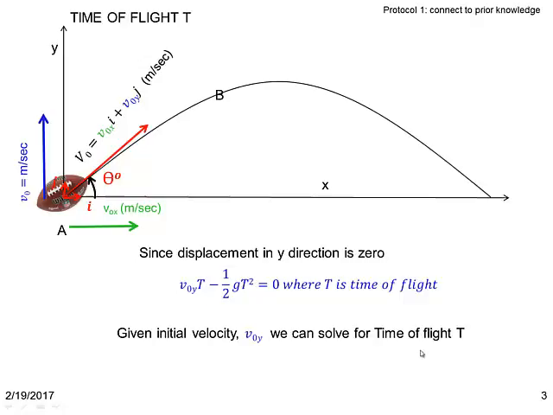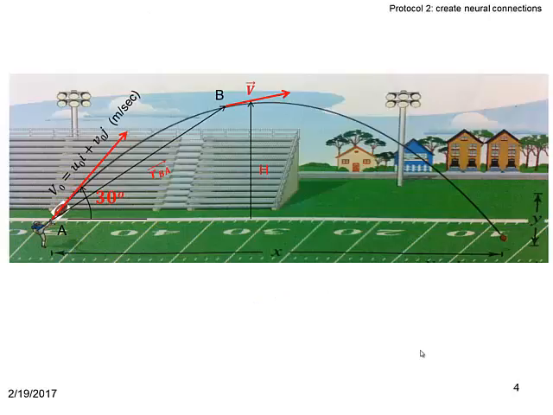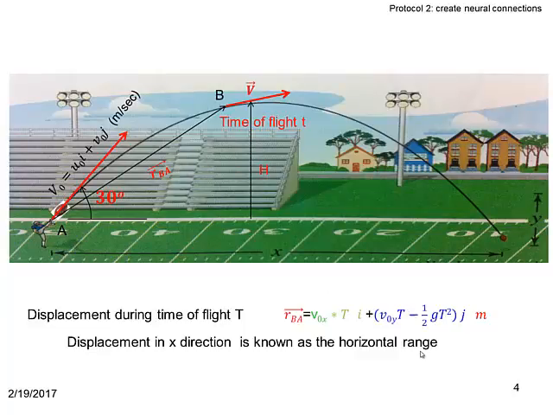Now we discuss the range of the ball, or displacement in the x direction. Since the range is the displacement in the x direction, multiplying the scalar component of the initial velocity vector in the x direction, which is constant throughout the flight, with the time of flight t, we get the range, or distance traveled by the ball in the x direction.